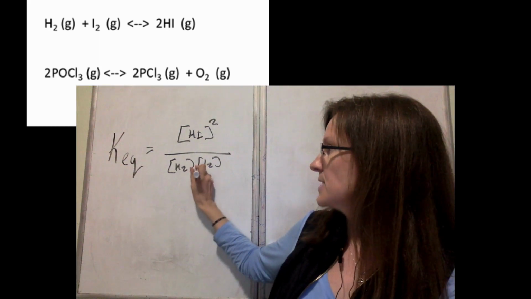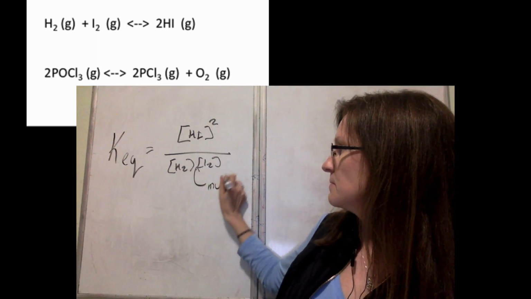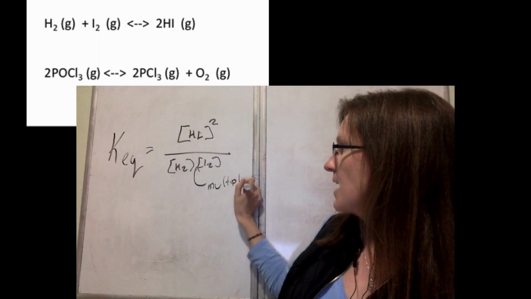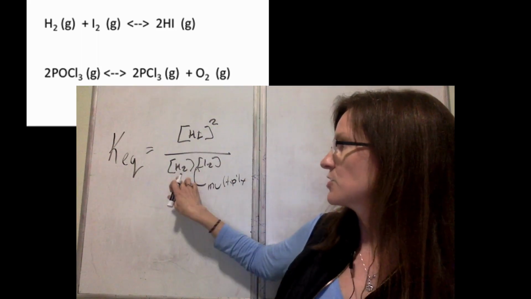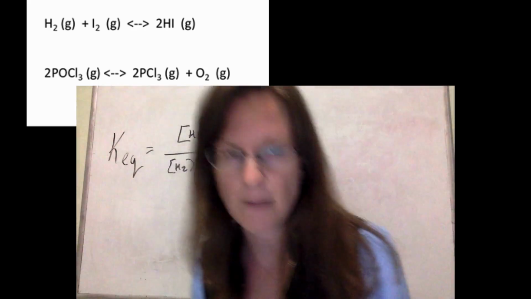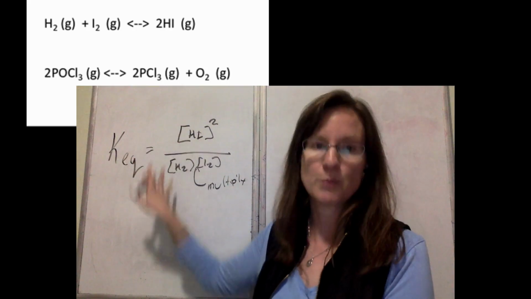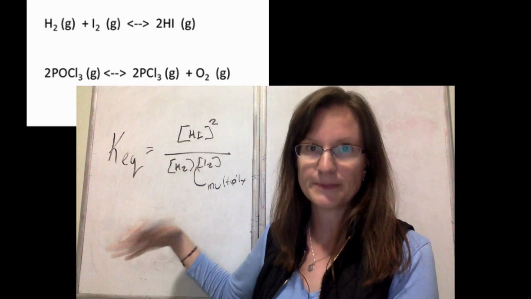One other thing people tend to make mistakes on is right here. This is multiply. I'm multiplying those 2 factors together, the concentration of H2 times the concentration of I2, not adding them. In the chemical equation, I'm adding them. In the equilibrium expression, I'm multiplying them.